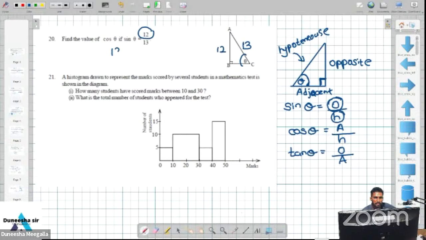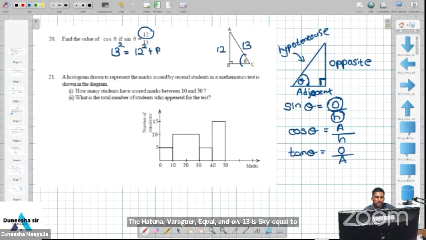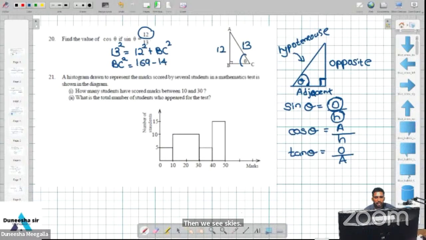කීයද වෙන්නේ? 13 square equal to 12 square plus BC square. Then BC square is 169 minus 144. It's 25. BC square is 25. BC is 5 centimeter. එහෙනම් BC කියන එක 5යි කියලා ආවා.